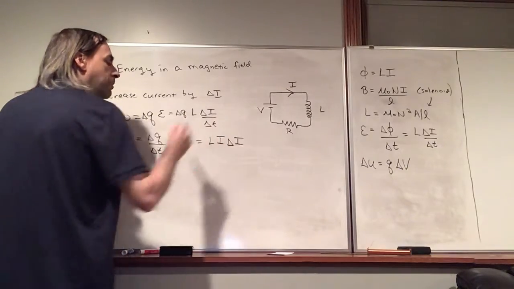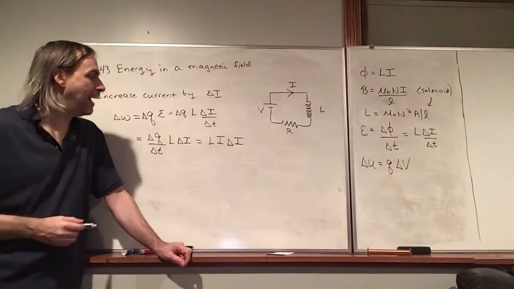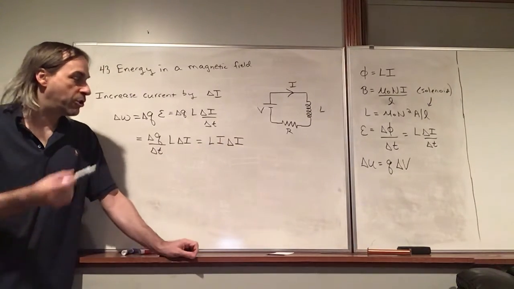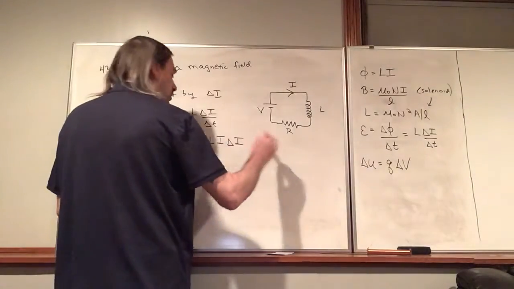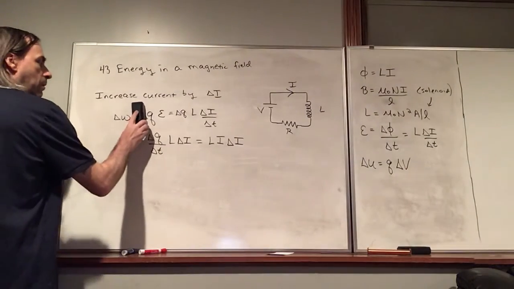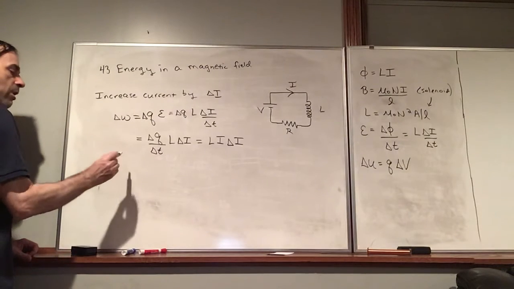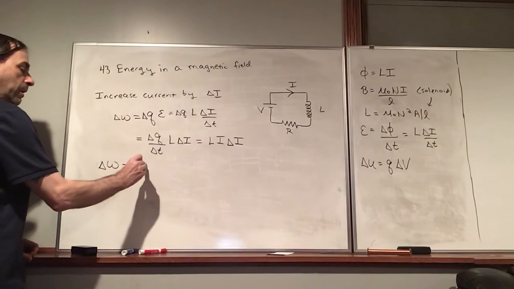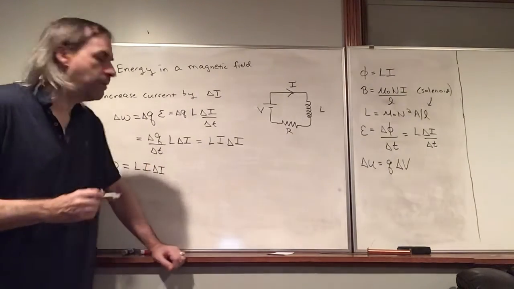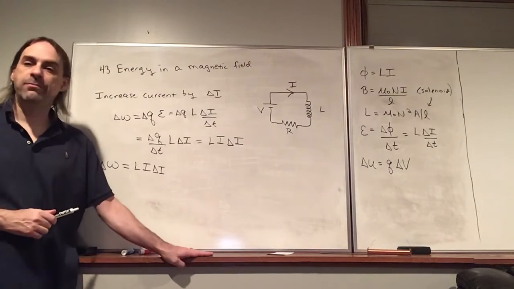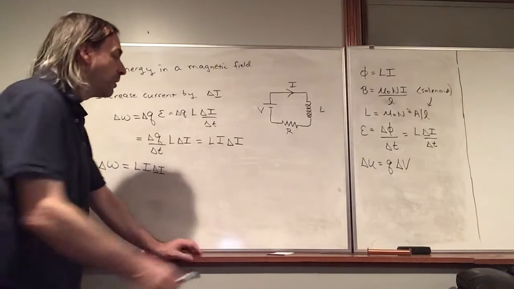So we get this result that the amount of work it takes to increase the current by an amount delta I, that's proportional to how much current we initially have. So delta W, let's write down this result. I'll move things around if needed. So the amount of work for a small increase in current is L I delta I. Now ultimately, what if we start with 0 and increase it to some maximum current?